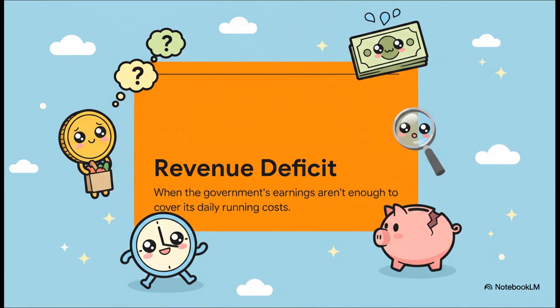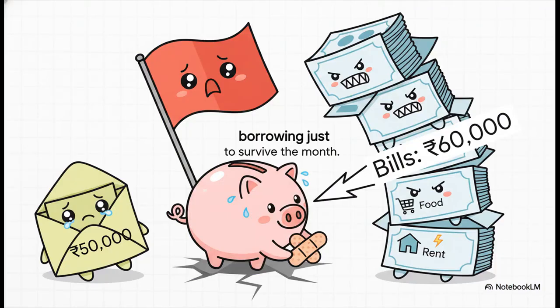Okay, so let's zoom in on just that day-to-day spending. A revenue deficit happens when the government's total income isn't even enough to cover its basic running costs, things like salaries, subsidies, and just keeping the lights on. Back in our family house, this is a major red flag. This is like your monthly salary not being enough to cover rent and food.